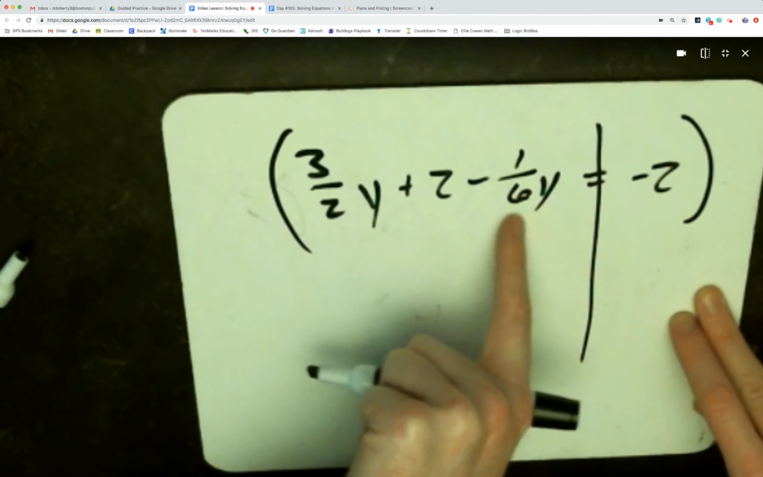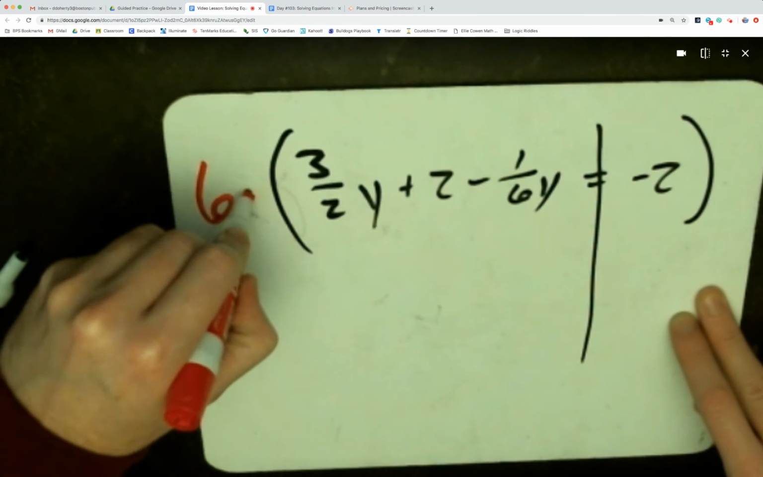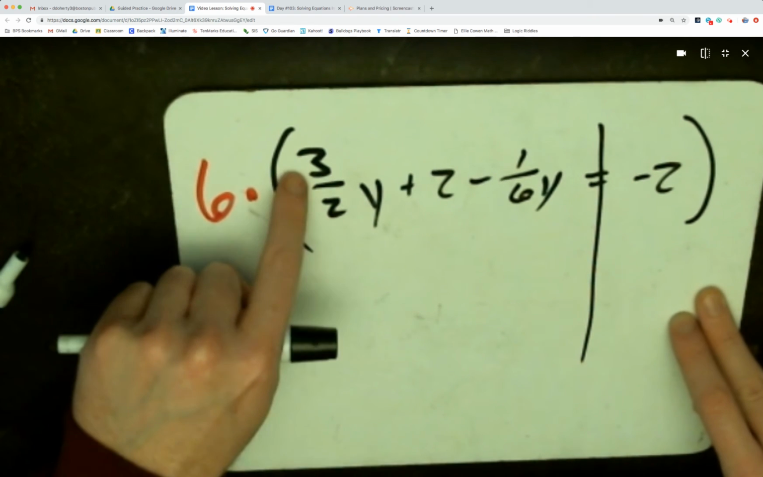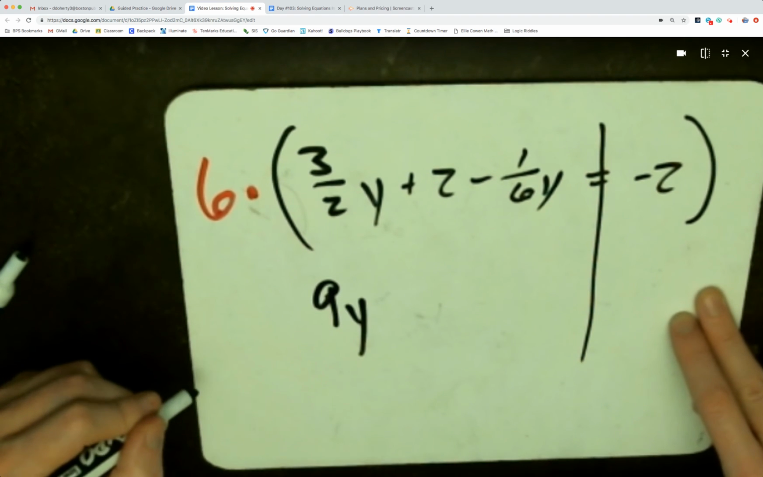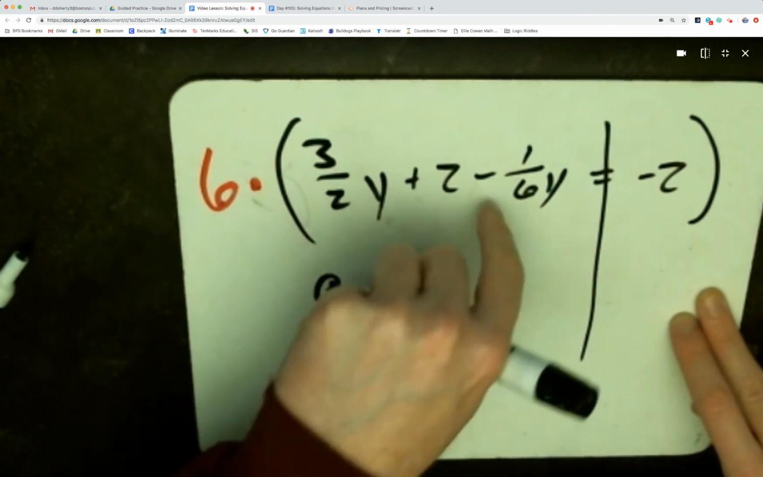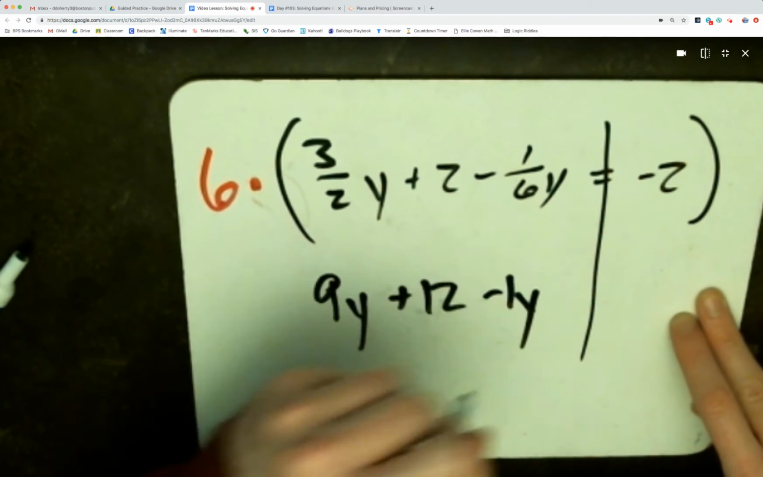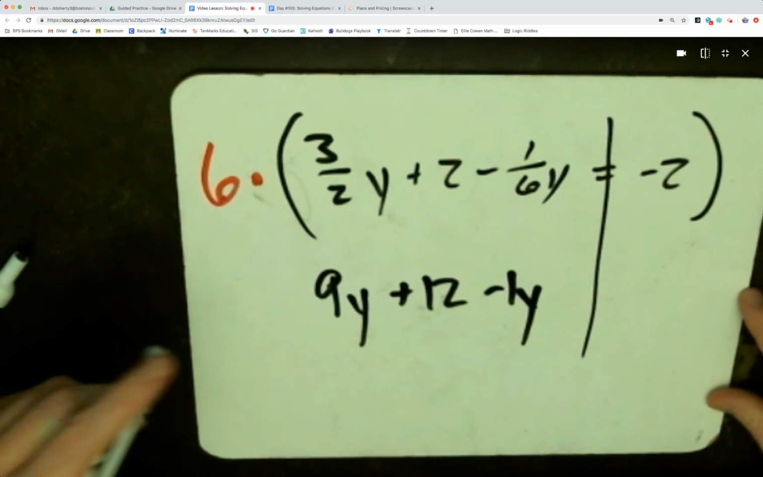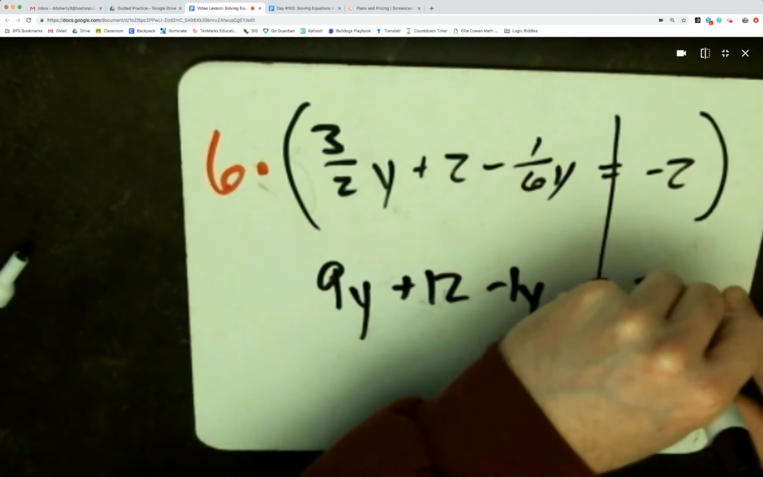6 can get divided by 6. 6 can get divided by 2 evenly. So if I multiply this whole equation by 6, the fractions will get eliminated. 6 times 3 is 18. 18 divided by 2 leaves us with 9y. 6 times +2 is a +12. 6 times -1 is -6. Divided by 6 gives us -1y. See how that 6 canceled out both of those fractions? And 6 has to be multiplied with everything on the right side, so 6 times -2 is -12.